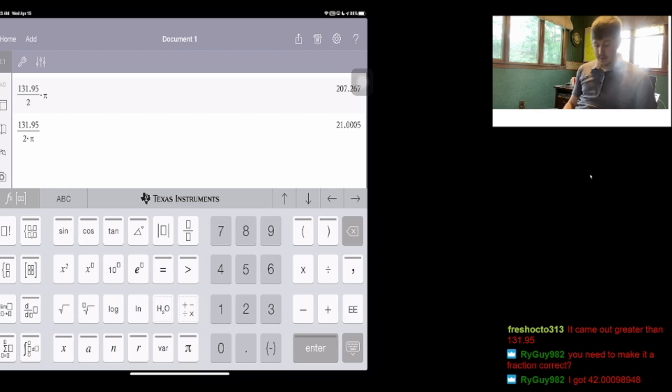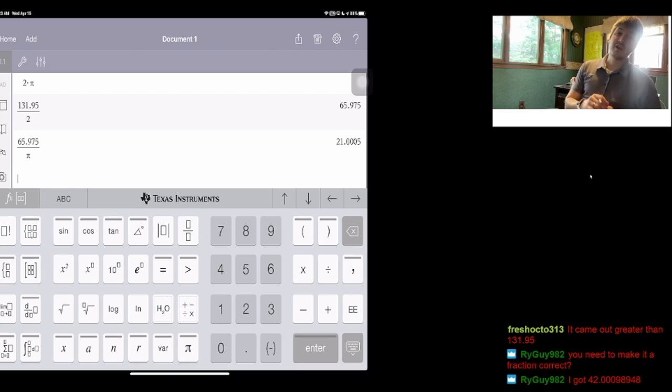Another way you can do it is if you can start with the 131.95, you can divide by 2, hit enter, and then divide by pi separately. So you can divide by each of them separately. The only thing you want to avoid is the first thing, just throwing it into a calculator and dividing it by 2 pi, because that is something you can run into getting the incorrect answer.